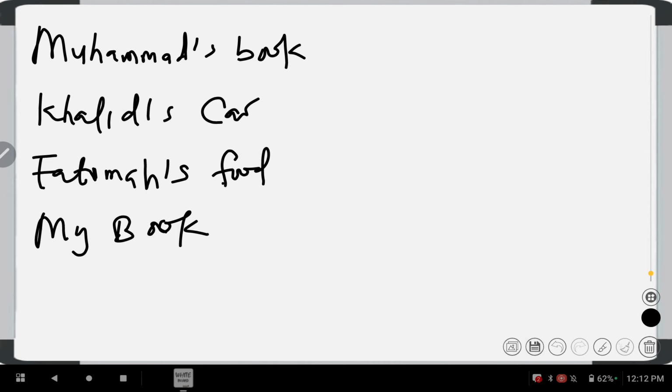So, Muhammad's book, Khalid's car, Fatima's food, or let's say Fatima's pen. Alright? I don't want us to be busy with a new word here, so that we can actually focus on the new lesson. Fatima's pen. We know pen already, qalam. So now we have two words here. We have Muhammad and Kitab. We have Muhammad and book. So how do I say Muhammad's book in Arabic language?